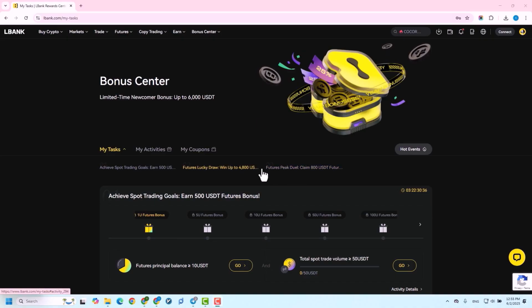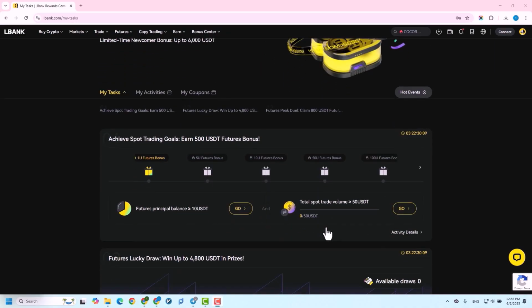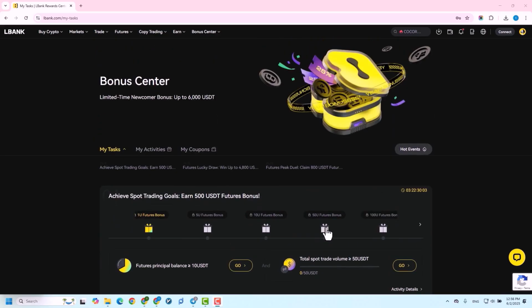This section allows users to earn various rewards by completing missions such as spot and futures trading, inviting friends, or completing identity verification. These rewards can include bonuses usable in futures, free tokens, discount coupons, or gift cards. Some campaigns are held for a limited time, and users who meet certain requirements, such as having a specific balance or trading volume, can enter a lottery or receive rewards directly.